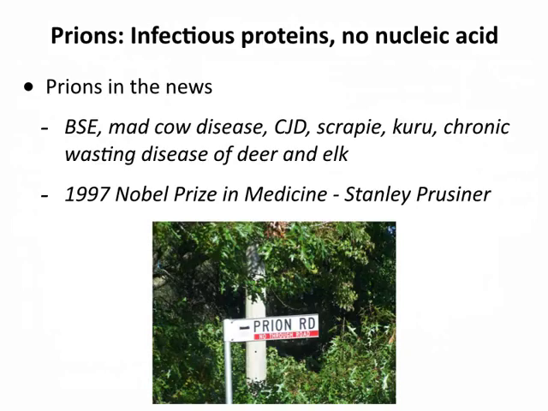The other interesting agent today I want to talk about are prions. These are infectious proteins that don't have any nucleic acids. Can you believe there's a road somewhere called Prion Road? Isn't that great? Prion is an artificial name, protein and infectious, yet there's a road. I don't know which came first. Anyway, prions are in the news a lot. BSE, mad cow disease, Creutzfeldt-Jakob, scrapie, Kuru, and chronic wasting disease now is the most recent one. And there was a Nobel Prize awarded for the work on prions to Stanley Prusiner in 1997. So this is an infectious agent that is very much liked by journalists.